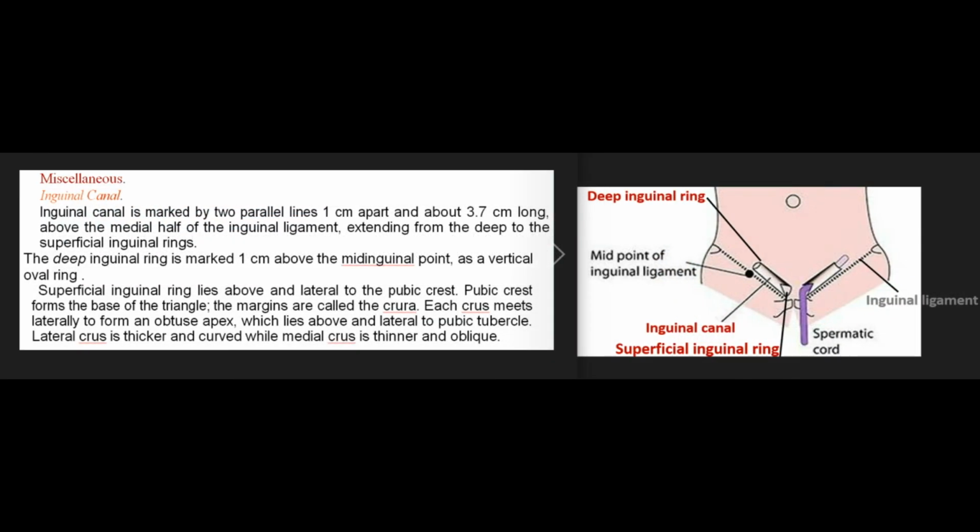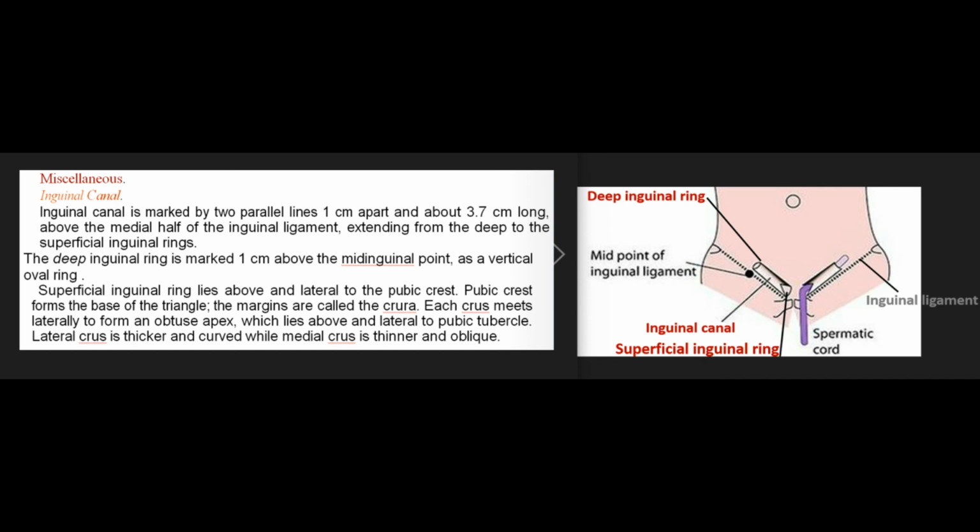Miscellaneous. Inguinal canal. The inguinal canal is marked by two parallel lines 1 cm apart and about 3.7 cm long, above the medial half of the inguinal ligament, extending from the deep to the superficial inguinal rings. The deep inguinal ring is marked 1 cm above the midinguinal point, as a vertical oval ring. The superficial inguinal ring lies above and lateral to the pubic crest.